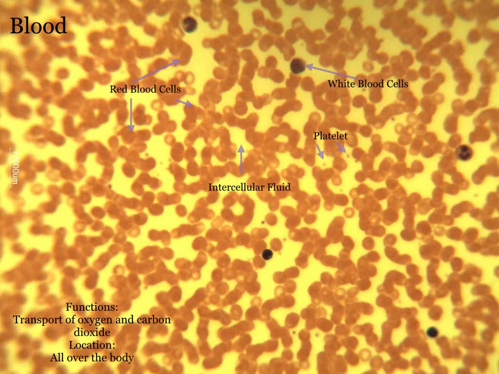Blood tissue is composed of cells that are suspended in intercellular fluid that we call blood plasma. White blood cells fight infection while red blood cells transport gases. Platelets are only involved in blood clotting.